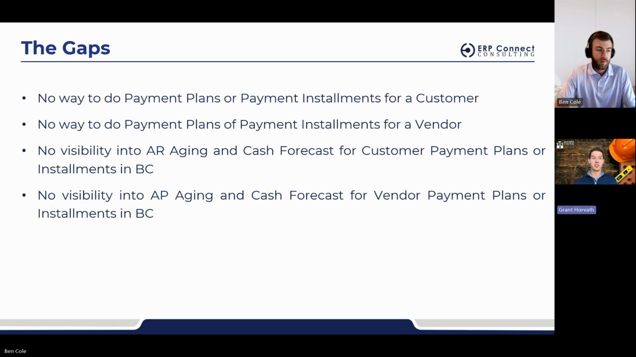Number one, there is no current way to do payment plans or payment installments for a customer or for a vendor. Y'all will probably notice what we usually say is there's no easy way, but right now in BC, there actually is no way to do anything around payment plans or installments. There's also no visibility into AR or AP aging and cash forecast for the customer payment plans or for the vendor payment plans or installments in BC.